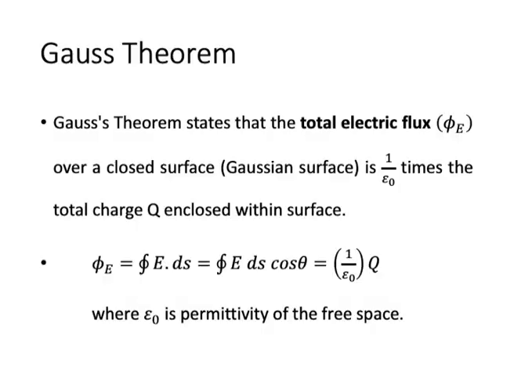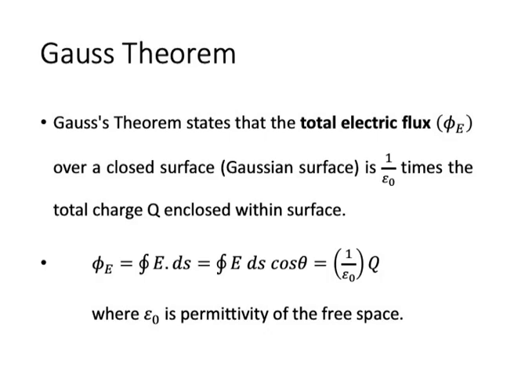Next we will see about the Gauss theorem. The Gauss theorem states that the total electric flux phi E over a closed surface, which we call a Gaussian surface, is given by 1 by epsilon naught times the total charge which is present within the surface.